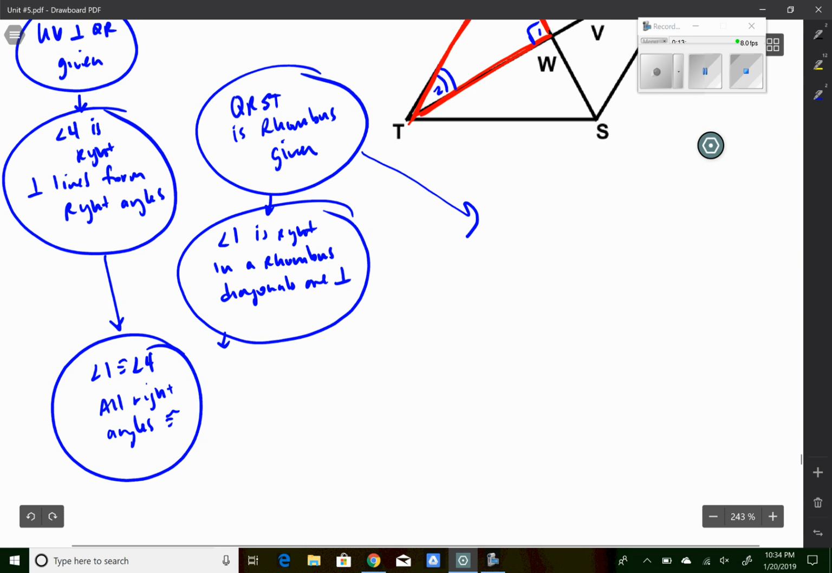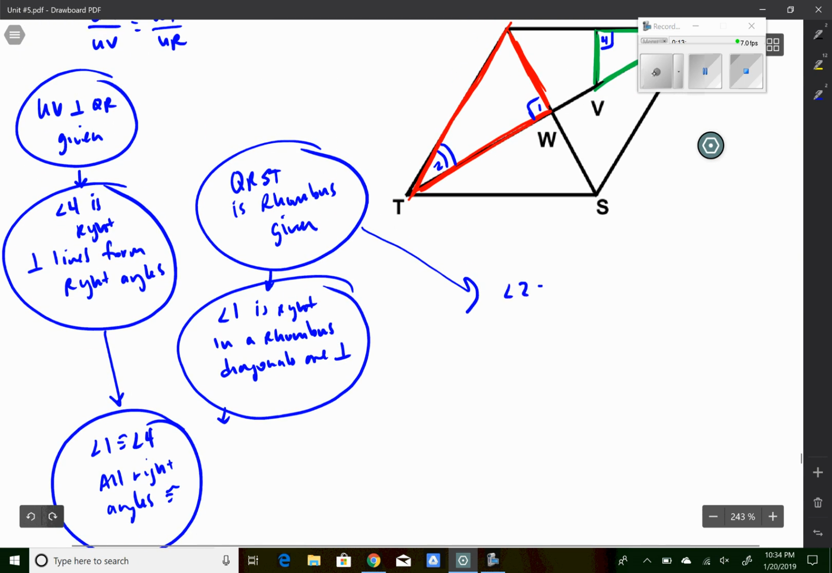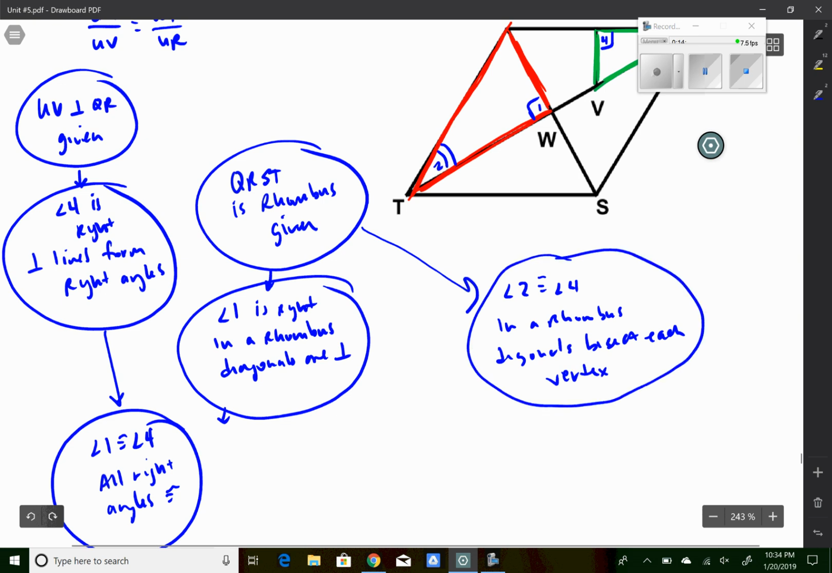Now, I also know because this is a rhombus that angle 2 is congruent to angle 4 because in a rhombus, diagonals bisect each vertex. Now, you don't have to say it exactly like that. If you said the diagonals bisect each angle, I'd probably accept that. But the real name for those corner angles is the vertex angle.